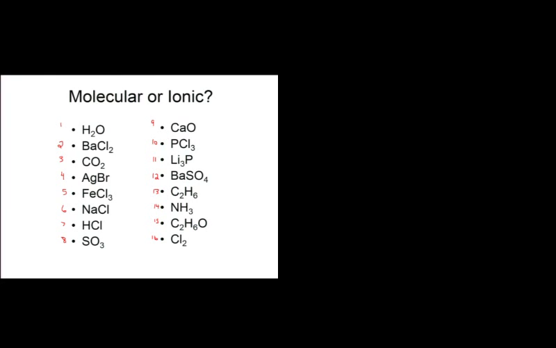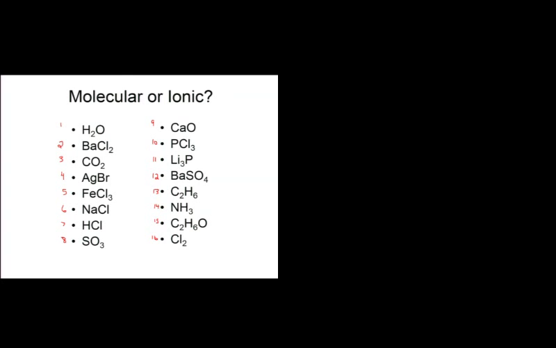Do we see the difference between a monatomic ion and a polyatomic ion? Because the chloride ion is just Cl minus. And the sulfate ion is SO4 2 minus. So this acts as one ion. This acts as one ion. But this is only made up of one element. This is made up of lots of elements. So this is a monatomic ion, and this one's a polyatomic ion. Do you see the difference?